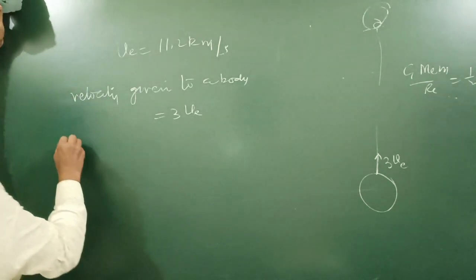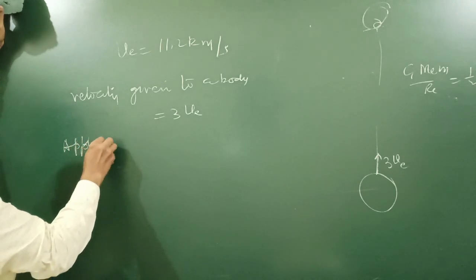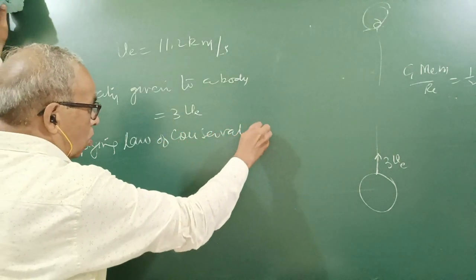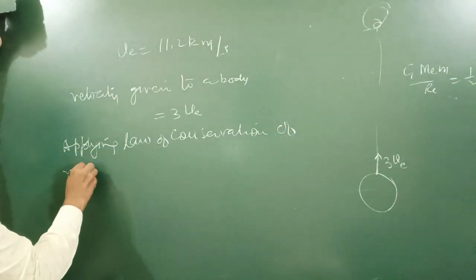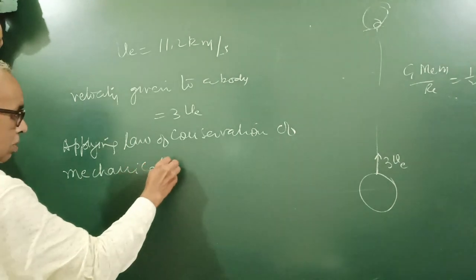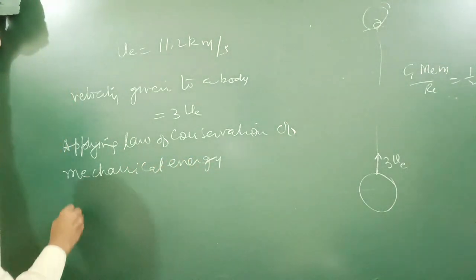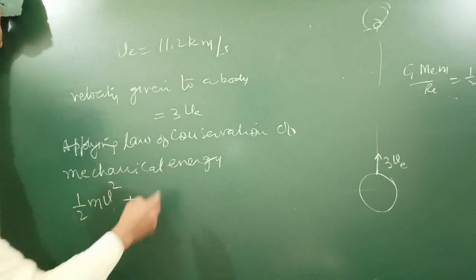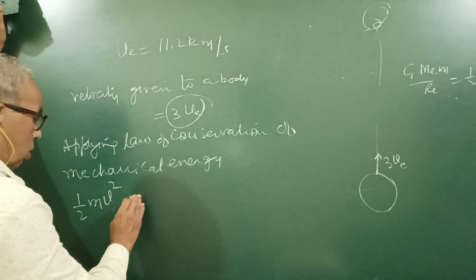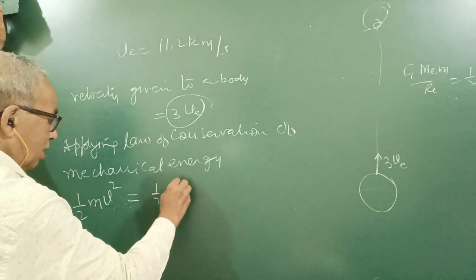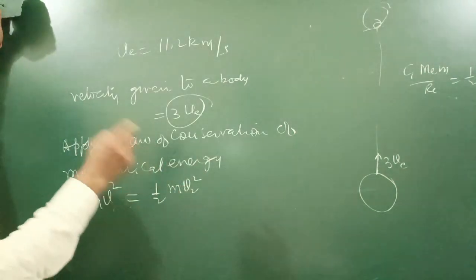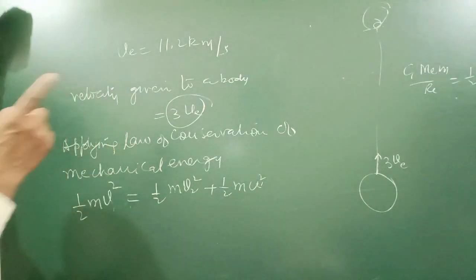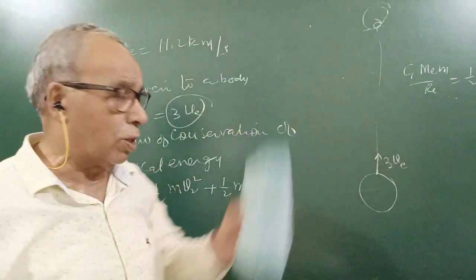So here, applying the law of conservation of mechanical energy, we have half mv square, the total energy given to the body, where v is equal to thrice Ve. This is equal to half mVe square, the energy required to go beyond the pull, plus half mv dash square, where v dash is the velocity with which the body will move beyond the pull of Earth.